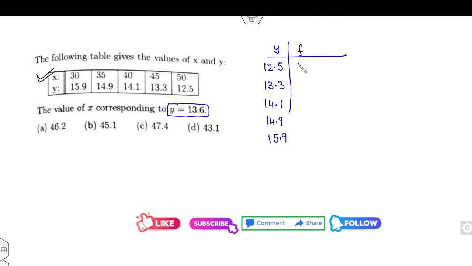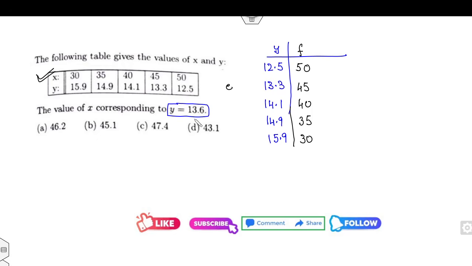So 50, 45, 40, 35 and 30. Are they equally spaced? Yes, they are. No, they are not equally spaced. It's 0.8. It is not equally spaced.